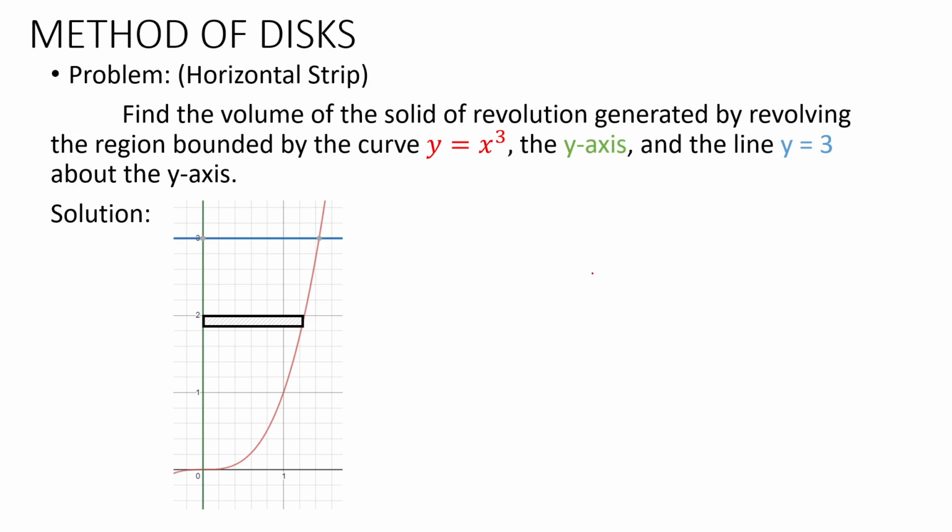So let's try a horizontal strip nga disk. So for example, you are given the curve y equals x cubed. So this is the red graph. The y-axis is the green graph. So I hope that you can see the green graph. It's the y-axis. So most likely the y-axis, in terms of equation, will be x equals 0. And then the line y equals 3, the blue graph. So muna siya dire.